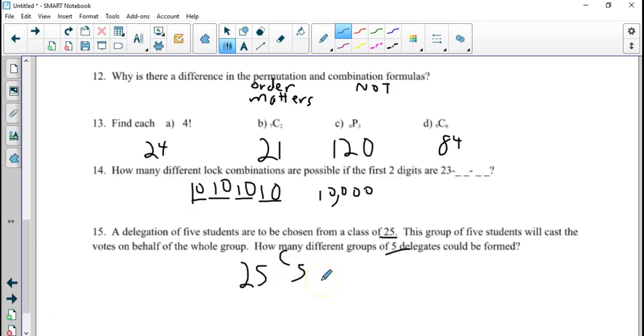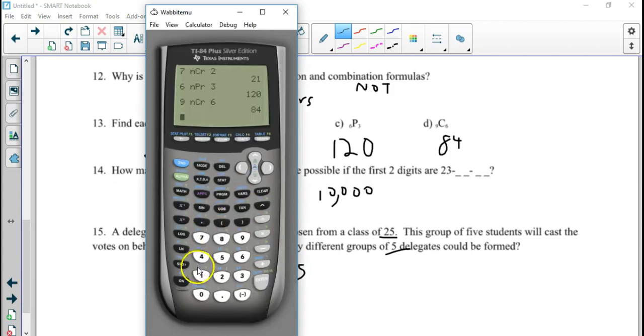Now, if it said that the 5 groups had assignments, like slot 1, 2, 3, 4, 5, or leadership positions, it would be a permutation. But otherwise, it's just 25, math, PRB. We're doing combinations, so that's 3. Like I've said before, you can also arrow down and hit enter. It's quicker just to hit the number.